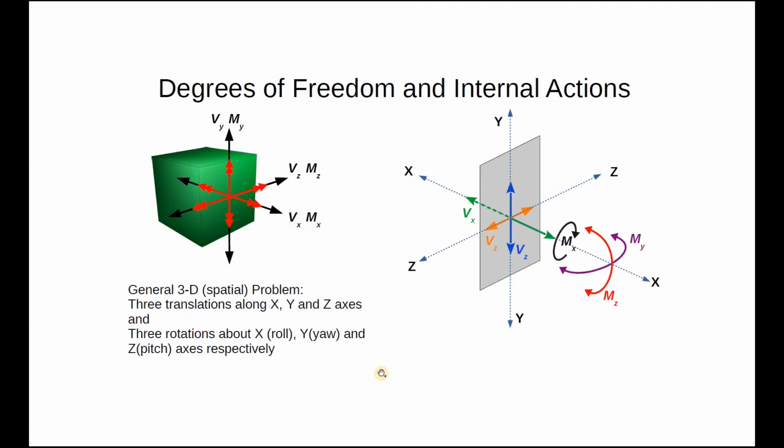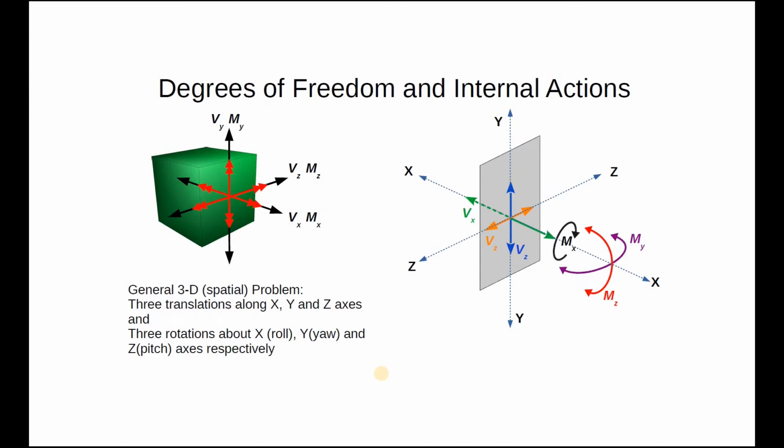Let us now try to understand degrees of freedom and internal actions. A point in a three-dimensional space defined by Cartesian coordinate system has 6 degrees of freedom. These degrees of freedom include 3 translations, each along respective axis, and 3 rotations, each about respective axis.